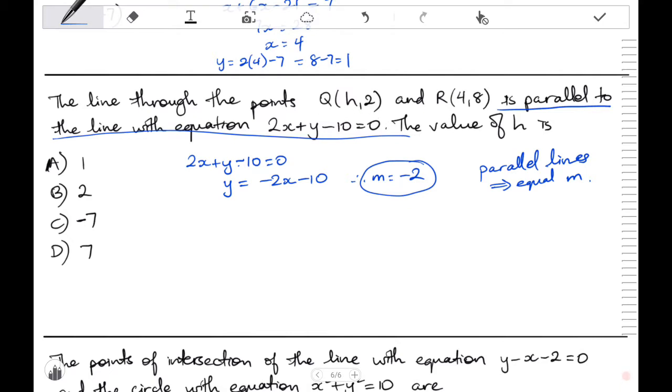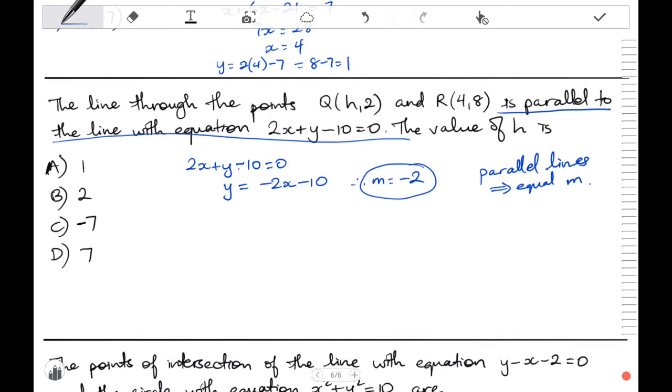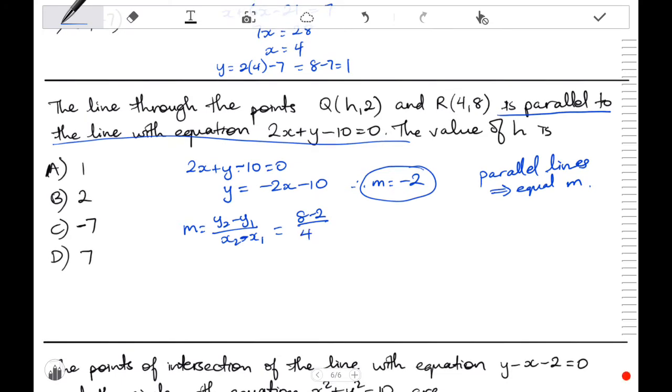So what we have to do is find the gradient of the line passing through the points Q and R. And the only way we could do that is to find the gradient from two coordinates. We use the formula y2 minus y1 all over x2 minus x1. Alright, so 8 take away 2 over 4 take away h. That answer must be equal to negative 2 because they are parallel, right? So they must have the same gradient.